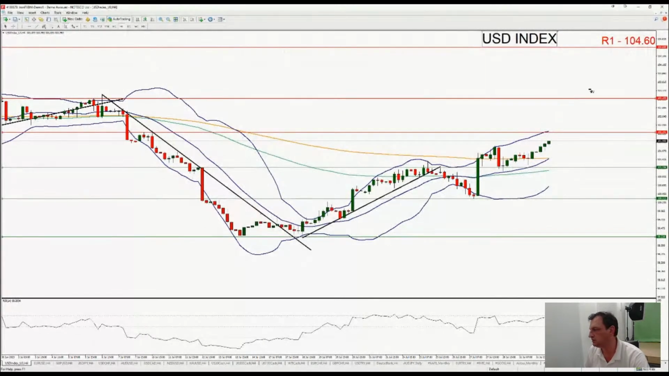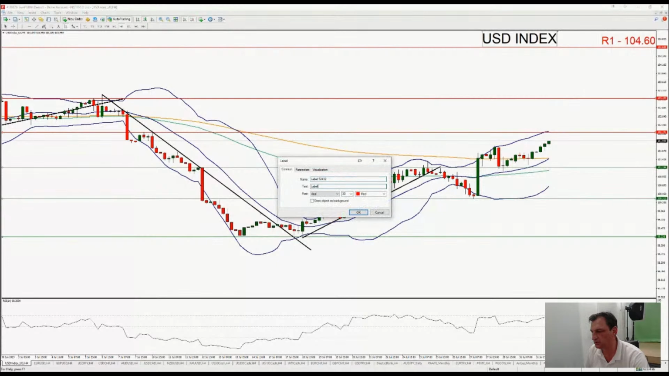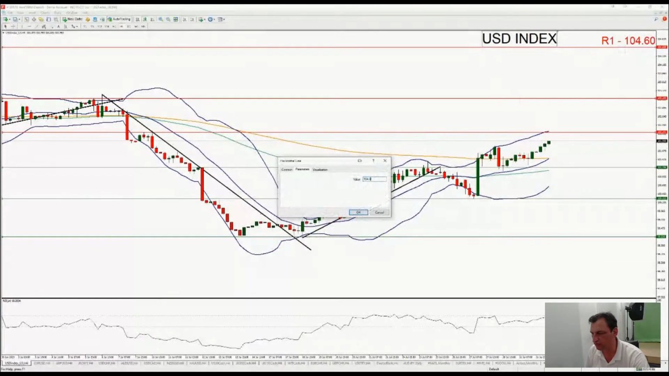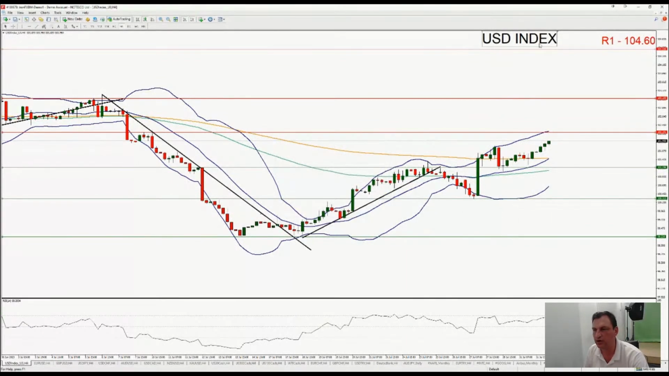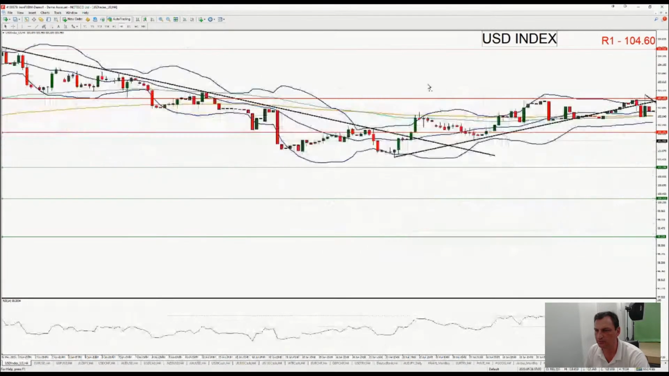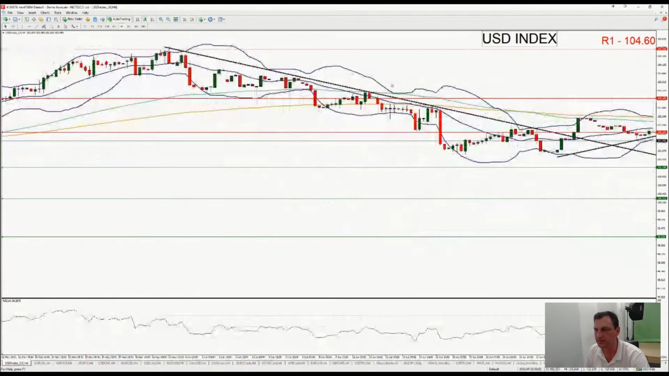The second resistance line is going to be placed. Actually, I'm not so happy with that. I would prefer to go a little bit lower at 104.55. Let's have a look how that touches on the peaks we had marked before. Yeah, it's better.